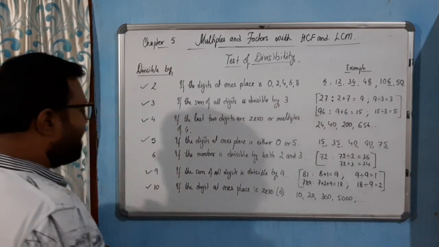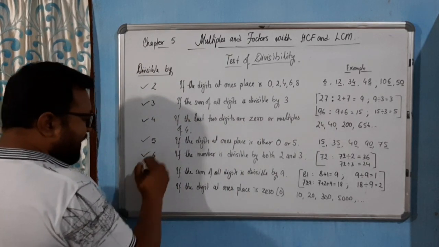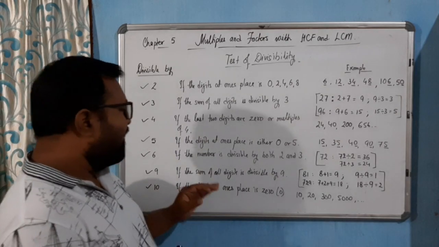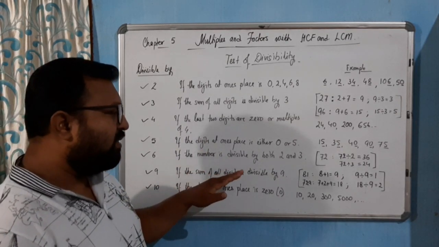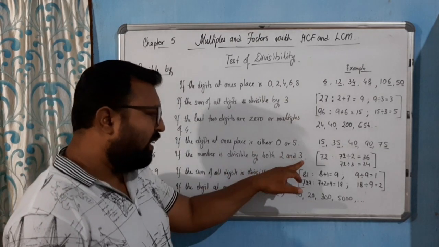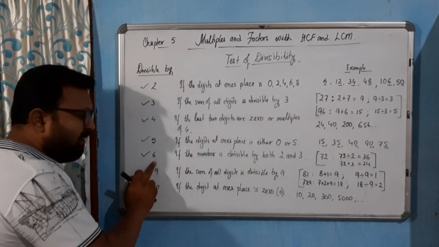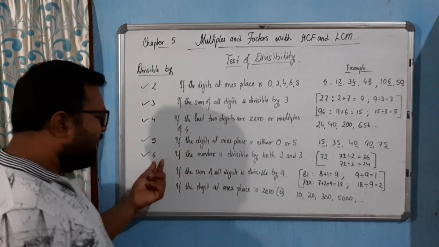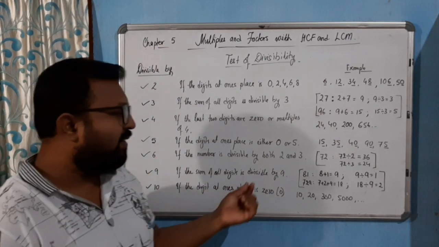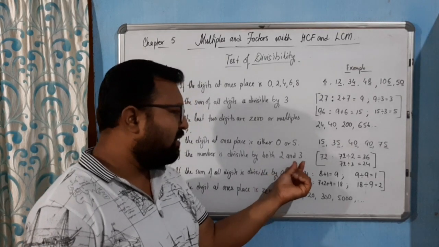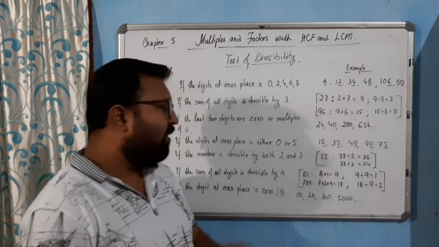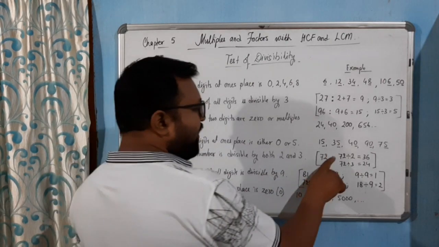Now lastly, come to 6. It's a little bit, not complicated, it's easy. The numbers which are divisible by both 2 and 3, then that number will be divisible by 6. Means before trying to divide it by 6, first you need to check whether it is divisible by 2 or not, whether it is divisible by 3 or not. Let's take an example, 72. So what are you getting here?